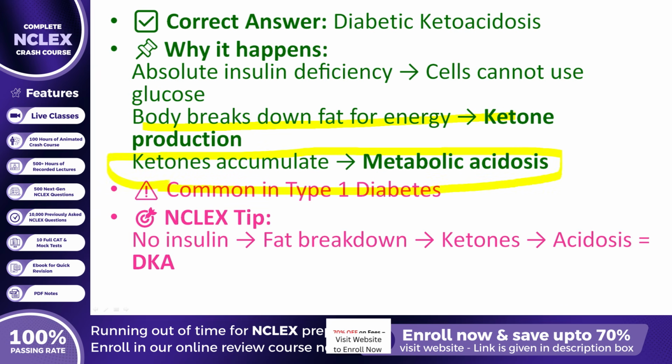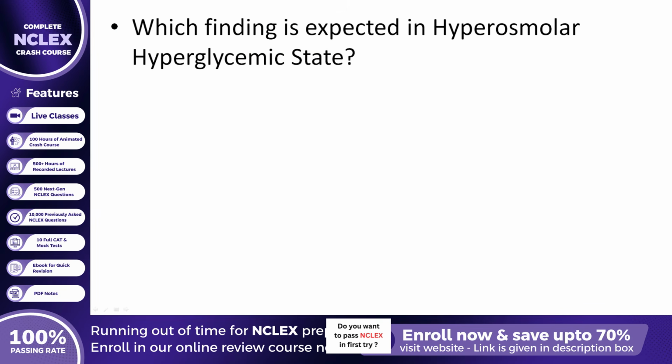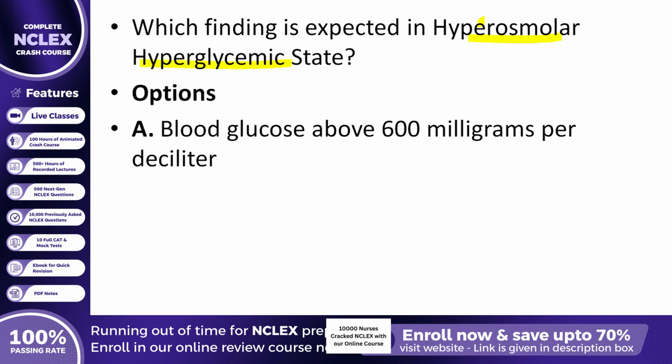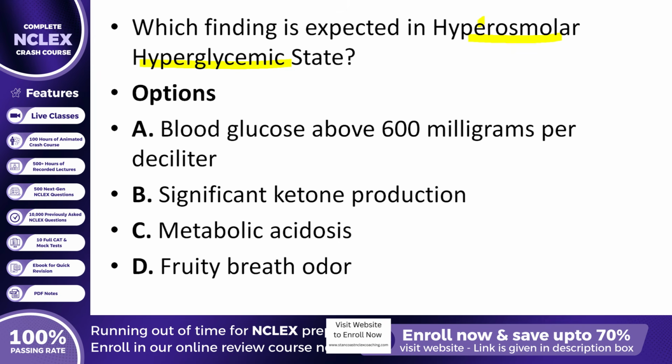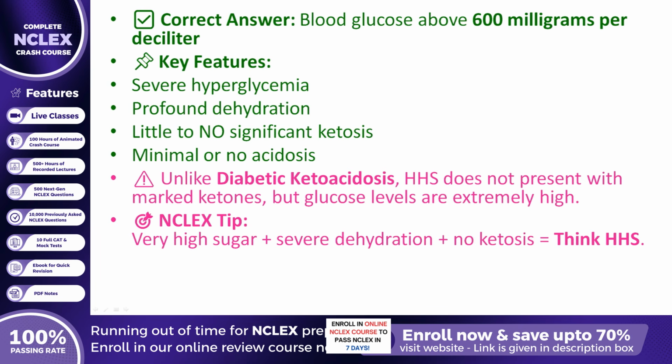Let us now compare that with type 2 diabetes in question 5. The question asks, which finding is expected in hyperosmolar hyperglycemic state? The options include blood glucose above 600 milligrams per deciliter, significant ketone production, metabolic acidosis, and fruity breath. The correct answer is blood glucose above 600 milligrams per deciliter. Unlike diabetic ketoacidosis, hyperosmolar hyperglycemic state typically does not involve significant ketosis or acidosis, but it does involve profound hyperglycemia and dehydration.